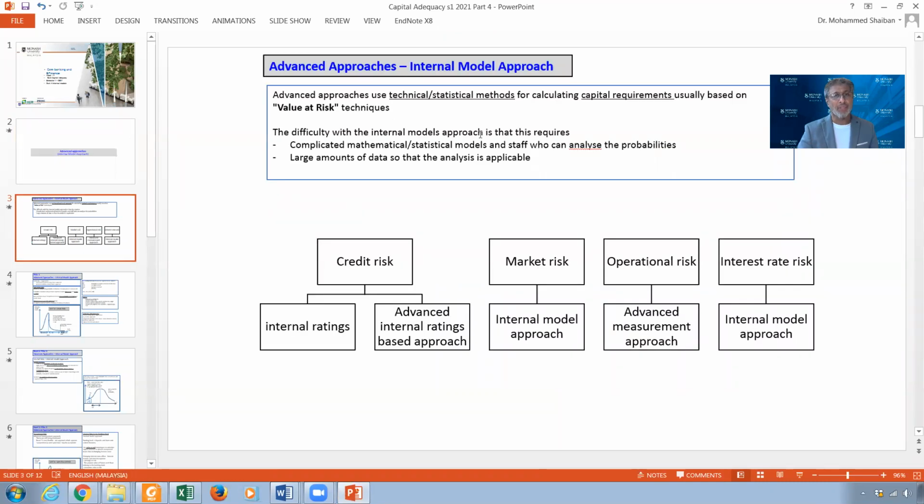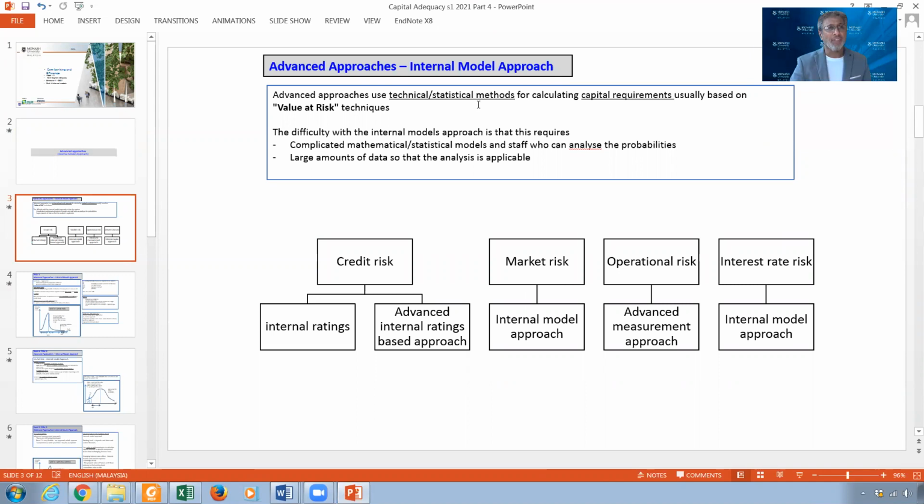Just to look at the definition here, the advanced approach uses technical statistical methods for calculating capital requirements, usually based on value at risk techniques. Now, to do this, you have to have expertise, and I don't think big banks have a problem with this. Also, you have to have enough data, so you need many years of data. For example, if you are talking about credit risk, you need data on defaults for housing loans, for credit cards, for business loans, and you have to have a few years of it so you can build the distribution and calculate the value at risk.